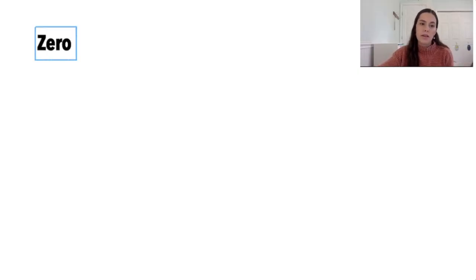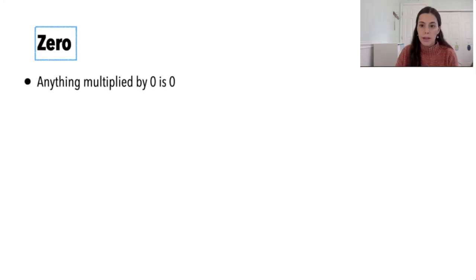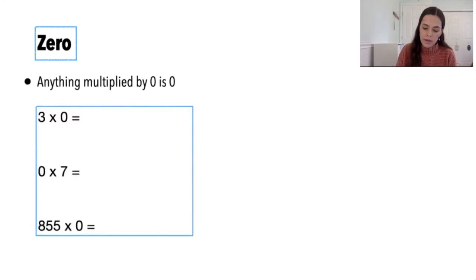First, we're going to talk about the number 0. Anything multiplied by 0 is 0. Here are some example problems. We have 3 times 0 equaling 0, 0 times 7 equaling 0, and we can even do big numbers like 855 times 0 equaling 0.